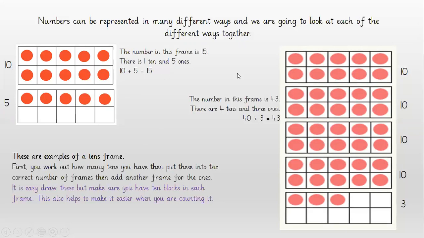If I look at the frame on the right-hand side, I've got 1, 2, 3, 4 completed frames, which tells me I've got 4 tens, which is 40, and 3 ones in the incomplete frame, which tells me I've got 3 ones, which is 3, and that gives me a total of 43.